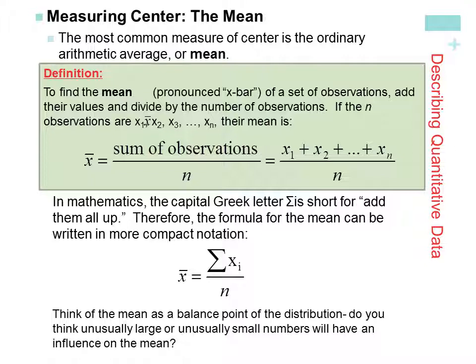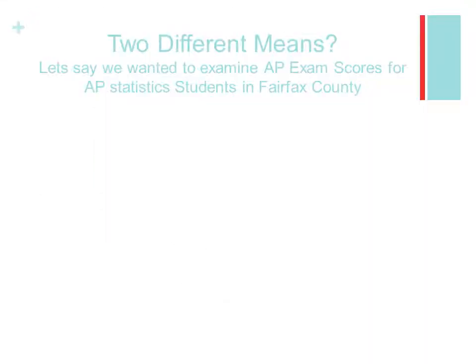Okay? I always want you to think about the mean as the balance point of your distribution. If you think of a teeter-totter, it would be where you were balancing in the middle. Do you think if you have unusually large or unusually small numbers, that will have any sort of influence on the mean? We're going to take a look at that in a later section, but I want you to keep that in the back of your mind. What will large or small numbers do to our mean?